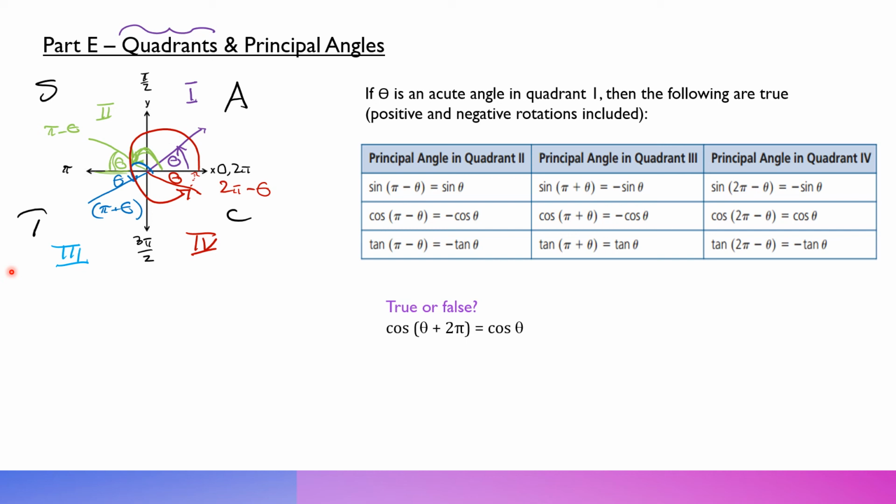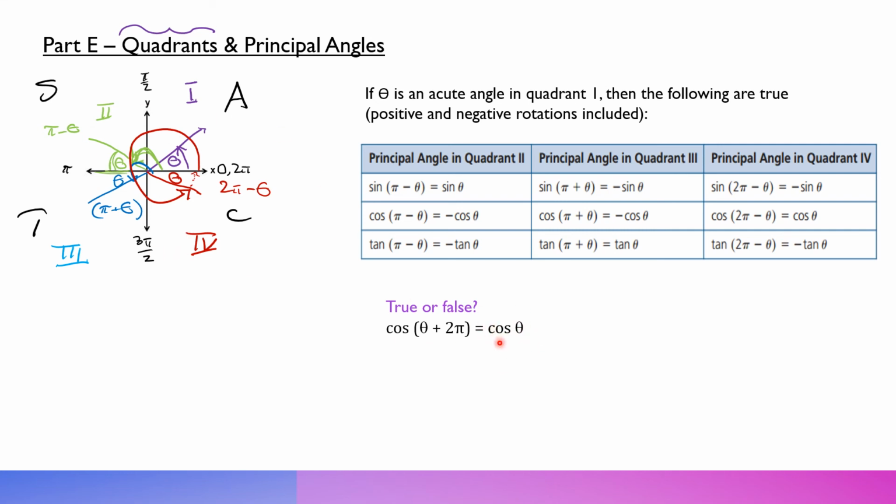True or false? Cos of theta plus 2 pi is equal to cos theta. What does that even mean? So I want to talk about this one using this little strategy I'm showing you here. There's lots of other ways to do it, and you probably already know the answer if you're thinking about it with just a horizontal phase shift. You already know the answer, but let's talk about it with this one here.